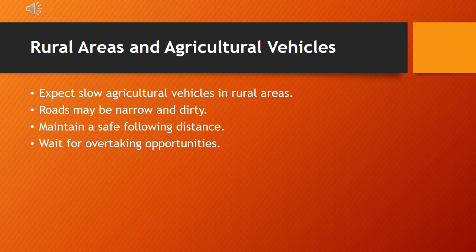In rural areas, it is advised that drivers anticipate slow agricultural vehicles. It also highlights challenges like narrow and dirty roads. It is important to maintain a safe following distance and wait for suitable overtaking opportunities.